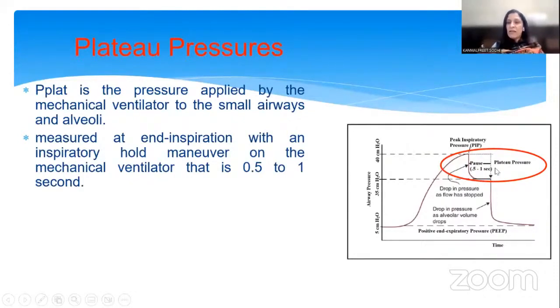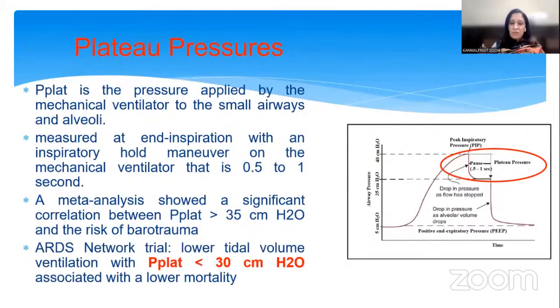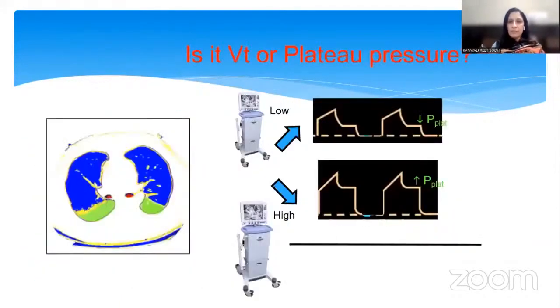Here the flow has actually stopped, and so this plateau pressure is important. Many meta-analyses have shown a significant correlation of P-plat more than 35 with risk of barotrauma. And the ARDS Network trial clearly showed that lower tidal volume ventilation with P-plat of 30 centimeters of water, as we have seen in the previous study, was associated with lower mortality. So the target plateau pressure is less than 30 centimeters of water. Please do remember these values.